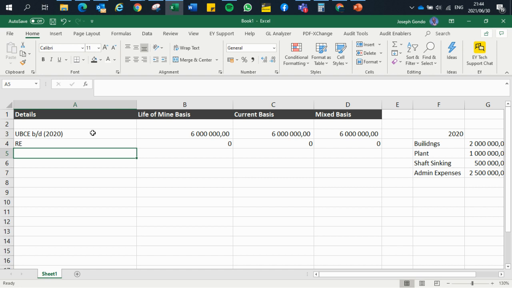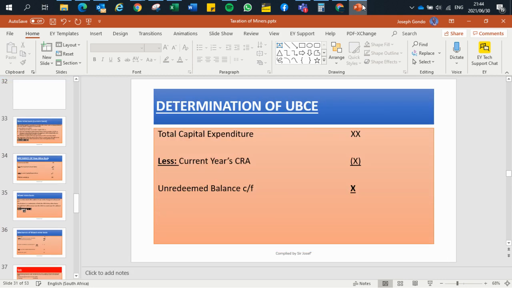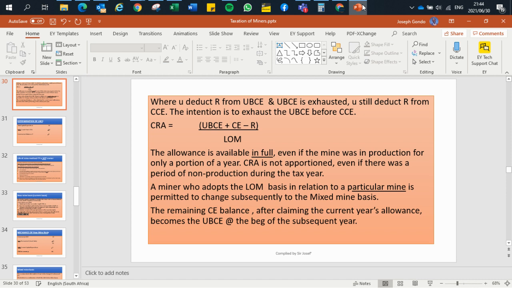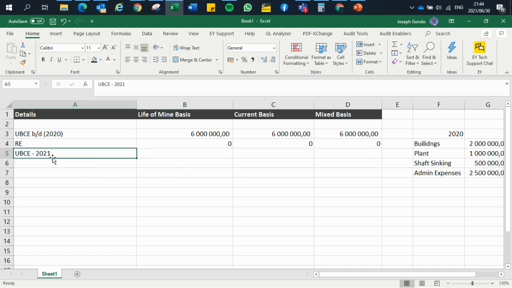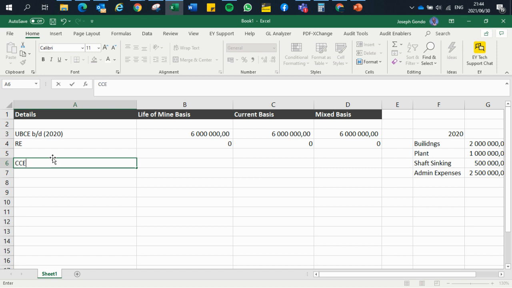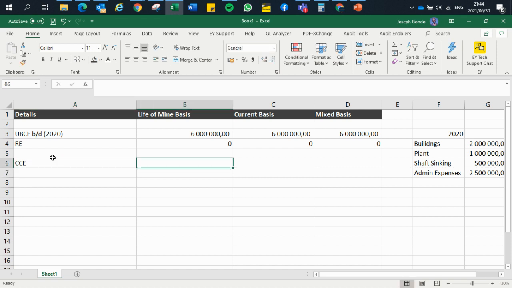So what will be the UBCE that we are going to use in our calculations in 2021? Of course, because of the life of mine, we said we should add the UBCE plus CE minus R, and then R is zero here. Let's just put our current capital expenditure in 2021.